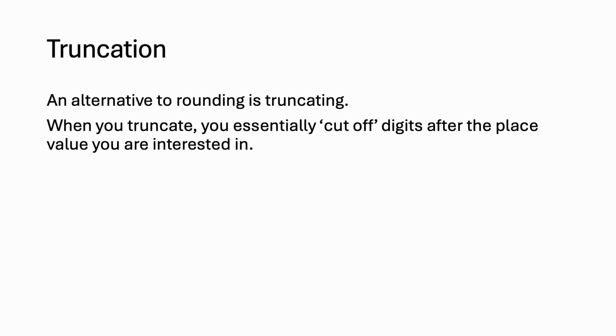Now we've got truncation, which is an alternative to rounding. When you truncate, you essentially cut off digits after the place value you are interested in. So for instance, let's say we have a number of 15.7952, and the question said for you to truncate to 1 decimal place.